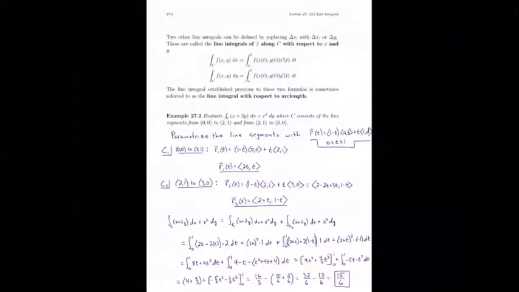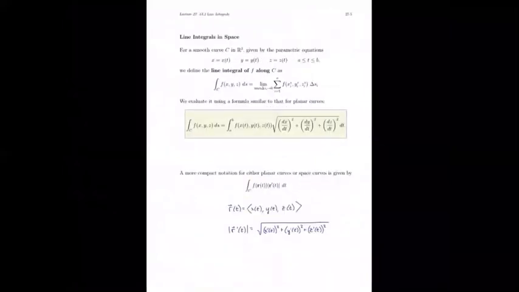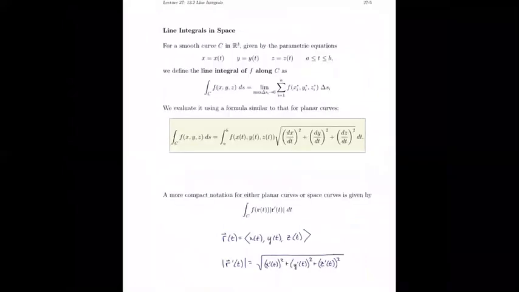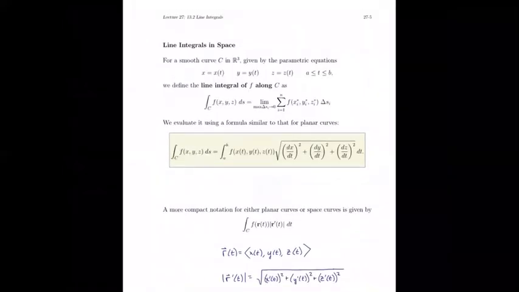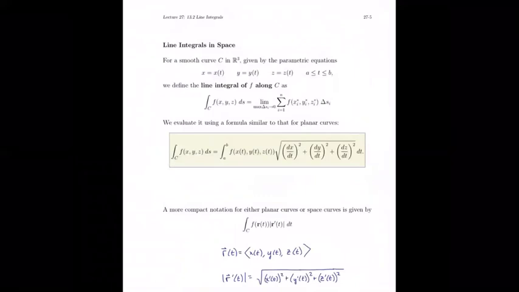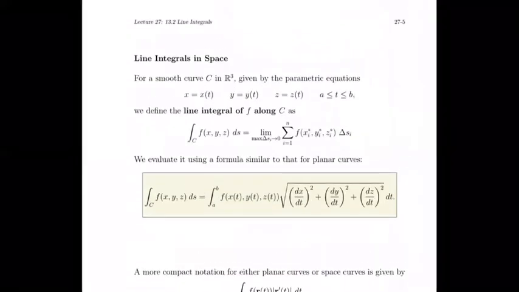Now, line integrals in space. This generalization, we'll sort of gloss over. Most of the things we do in R2, we'll also do in R3. Now we have the added z equals z of t. t still ranges from a to b.